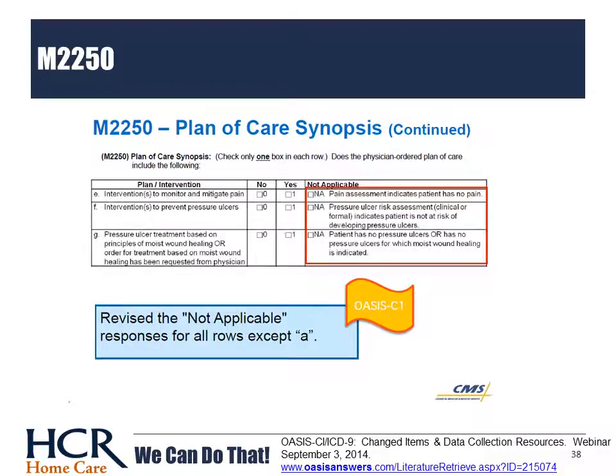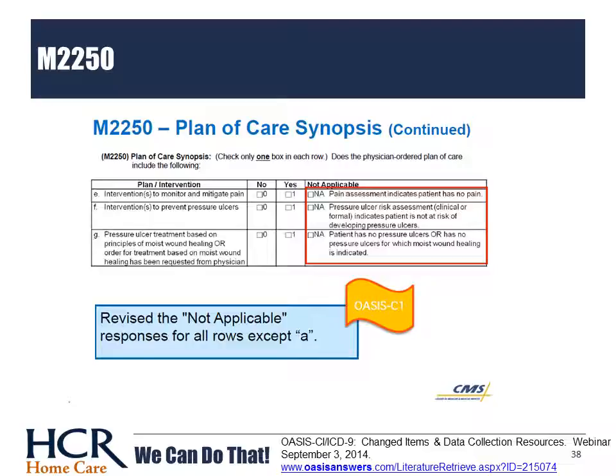Okay, and now looking at the last couple items of plan of care synopsis. The NA option for the pain item has changed, just the wording. Now you can choose NA if the pain assessment indicates the patient has no pain. That may have been the 0 to 10 scale, the pain ad for advanced dementia, the FLACC, or the FACES pain. If any of those indicated the patient has no pain, you could choose NA.